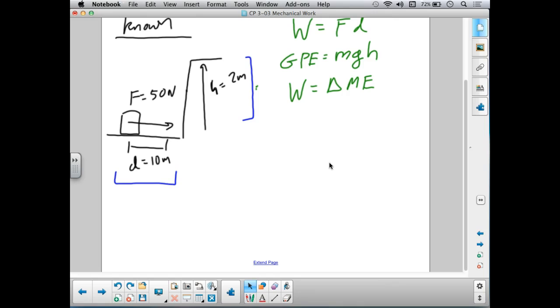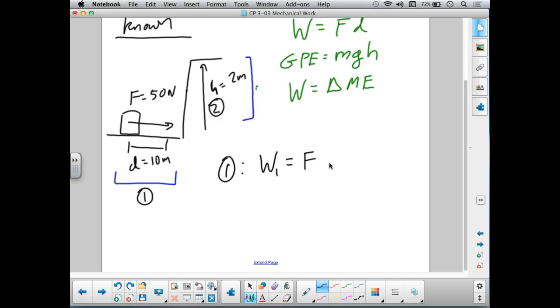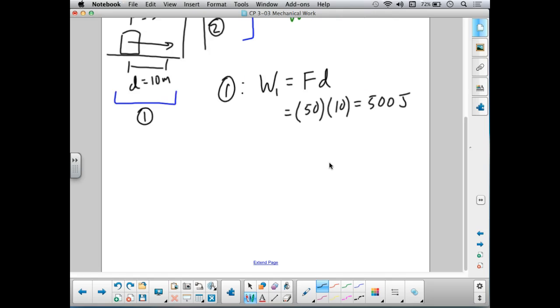So let's solve through what happens. So I'm going to label this as step 1 and this is step 2. Step 1 is where the box is moving across the floor, and step 2 is where the box is raised to a height of 2 meters. In step 1, we know that the work done in step 1 is a force times the distance. So I'm just going to plug in what I know. 50 newtons times 10 meters is 500 joules of work done on that box. So that's fairly straightforward. That's just multiplying two numbers together.